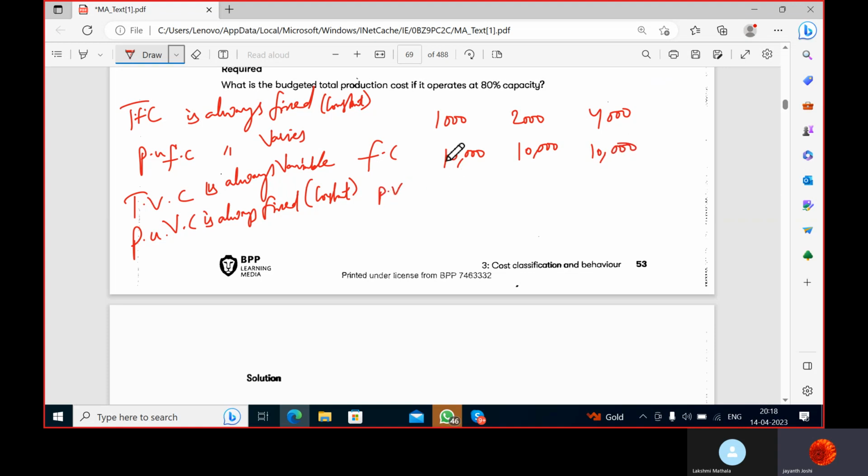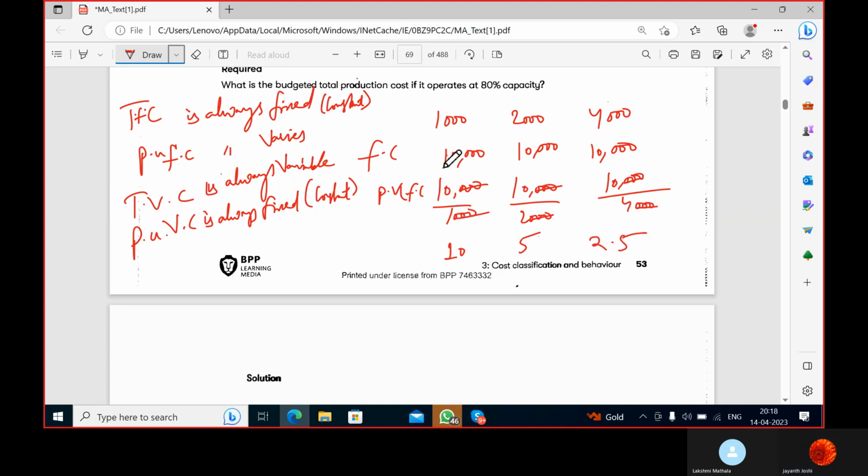But if I want to find out per unit fixed cost, 10,000 by 1000, 10,000 by 2000, 10,000 by 4000, what happens? Here it is 10, here it is 5, and here it is 2.5. Correct? Is it all right? Correct, sir. Now, if your variable cost is $5, $5, $5, the total variable cost will be 5,000, 10,000, 20,000.